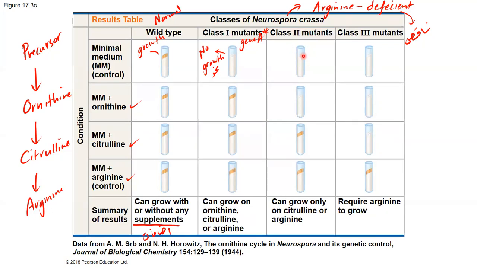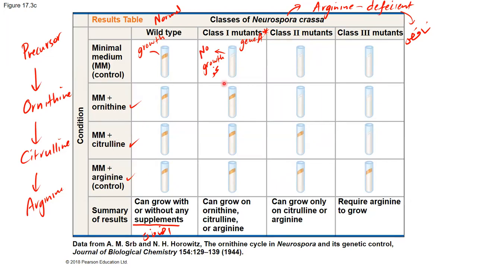are unable to grow on minimal media, which we already know. If you give them minimal media and ornithine, they will not grow. If you give them minimal media and citrulline, they were able to grow, and they were able to grow on arginine. Notice that all classes of Neurospora arginine deficient mutants can grow in the presence of arginine only. On minimal media only, they cannot grow. Okay? But class 2 mutants can only grow in the presence of minimal media and citrulline and minimal media and arginine.